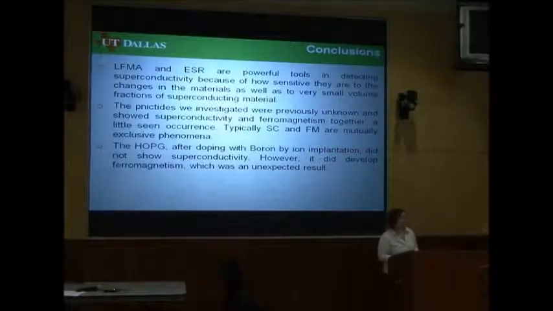In conclusion, LFMA and ESR are powerful tools in detecting superconductivity because of how sensitive they are to changes in the material, and they can detect small amounts of superconductivity in a material also. The Pnictides we investigated showed superconductivity and ferromagnetism together. Typically, you only see them as mutually exclusive because they require different types of electrons. The HOPG, after doping with boron, did not show superconductivity, however it did develop ferromagnetism, which was a very unexpected result.